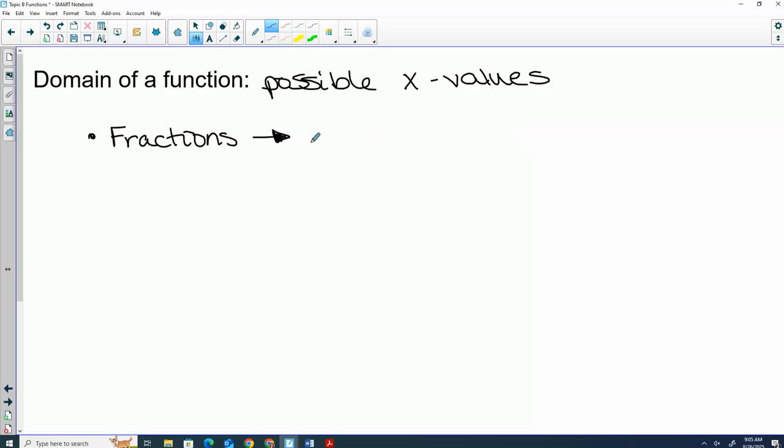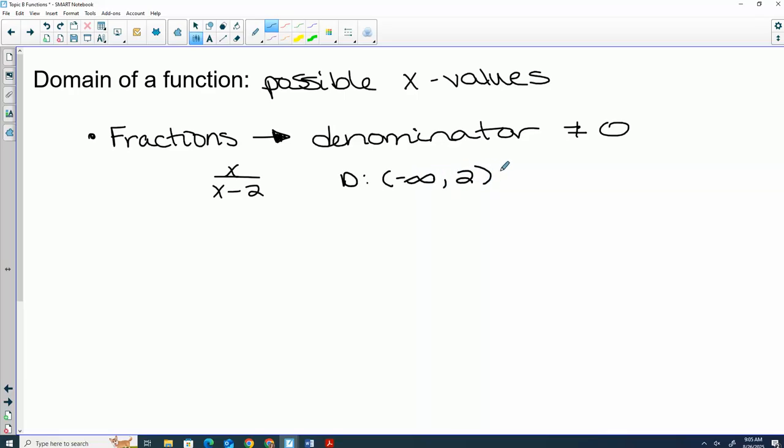Denominator can't be 0. If you're looking at a fraction, the denominator, or the bottom of that fraction, can't be 0. So even if we didn't have the graph, we could just look at that fraction and say, oh, that's going to make the bottom 0. So if I had x over x minus 2, then I know x can't be 2, because that would make the bottom 0. So my domain is everything but 2. Remember, we'd write that as negative infinity to 2, and 2 to infinity. Everything smaller than 2 and everything bigger than 2.